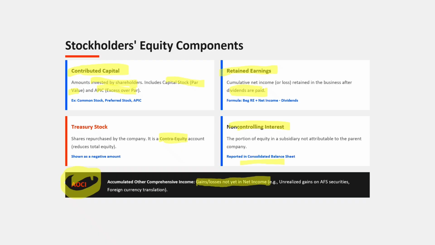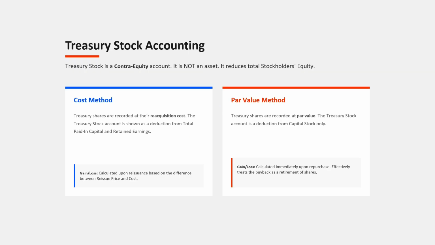For example, unrealized gains on available for sale securities, or foreign currency transactions. This bypasses the income statement. We just covered the components of equity, but now let's cover something that almost guarantees you are going to see something in the exam, which is the treasury stock accounting.